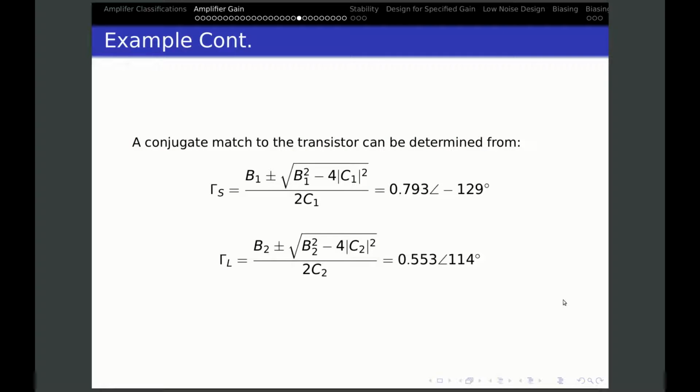Now, next step is to plug in these S parameters into your formulas for B1, B2, C1, C2, and then you plug in these values into the formula for finding gamma S and gamma L. In doing so, we will figure out that my gamma S is 0.793 with an angle of minus 129 degrees, and my gamma L is 0.553 with an angle of 114 degrees. Write down these gamma values. You're going to need them for the design.